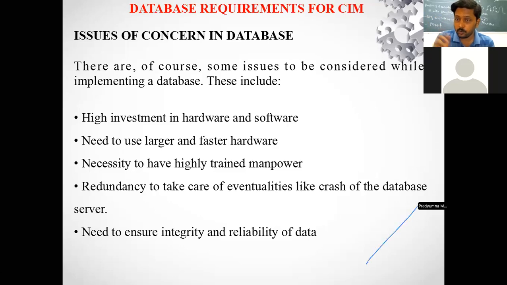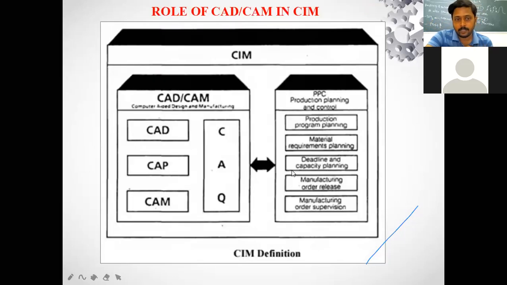Some days ago, Facebook was having that problem. Some days ago, Google Gmail was having that problem. So it is not the case that if you are a very big company and you have everything up to date, there are no chances of these kinds of eventualities. Okay, need to ensure integrity and reliability of data. Integrity and reliability, I have explained, means that false data should not be there. Only correct data should be stored in the database.